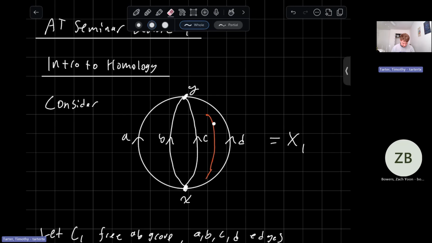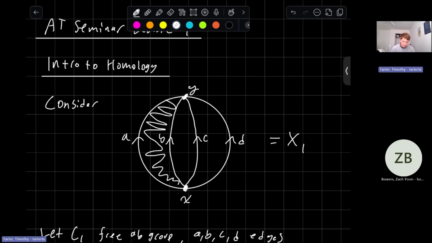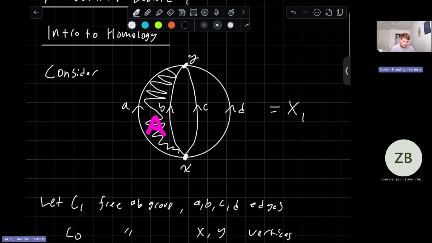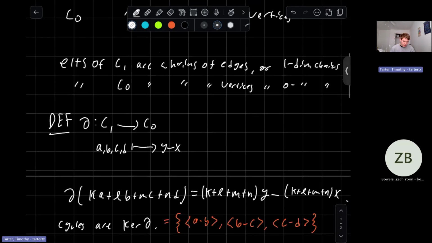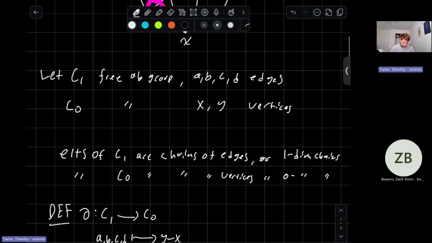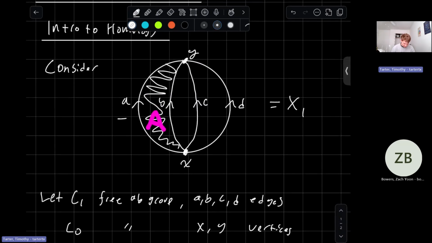Let us now enlarge the preceding graph by attaching a 2-cell along the cycle A minus B. So what that looks like is now we are adding a surface here. And we're going to call the surface capital A, producing a two-dimensional cell complex X2.